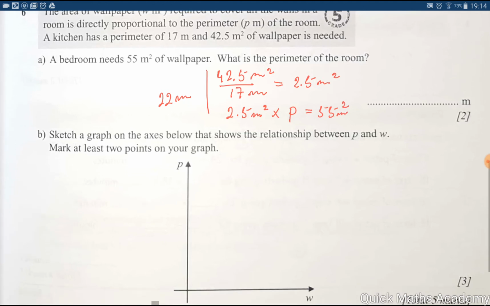So how much is my P? To calculate my P, I put the 2.5 on the other side as denominator. So my P will be 55 divided by 2.5, and that also will give me that the perimeter will be 22 meters. So any of the ways you do it, it will always be 22 meters.